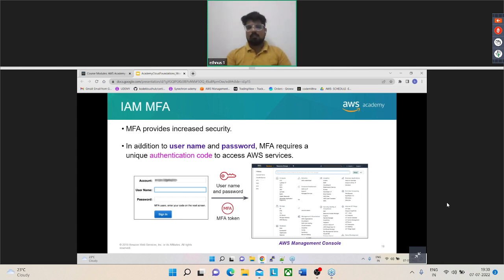The same thing is stated here. In addition to username and password, MFA requires multi-factor authentication. So why is it multi-factor authentication? Because apart from username and password, we are also having one more form of authentication. That's why it is multi-factor authentication. In addition to username and password, MFA requires a unique authentication code to access services. So how to set it up? Whenever you set up any MFA, you have to attach a device which is known as an authenticator device.